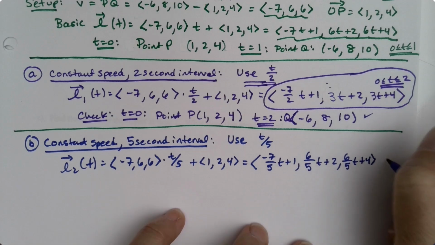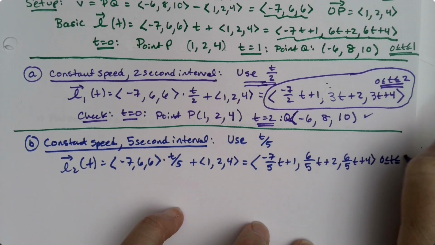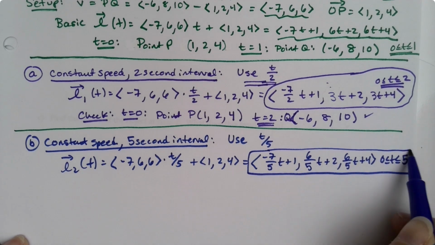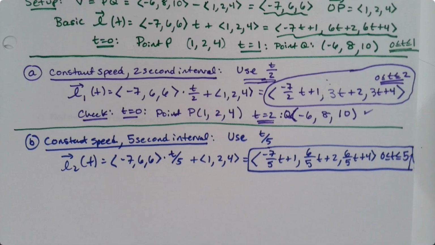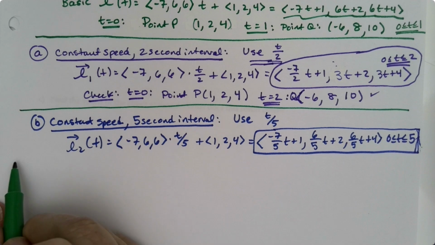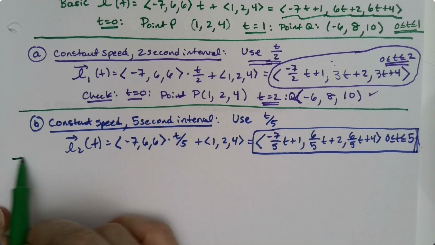And we know that'll be from 0 to 5, 0 is less than or equal to t, which is less than or equal to 5. And we don't need to check it. We know this is going to work. I mean, you're welcome to check it if you want. It will. All right, so then what about the variable speed?